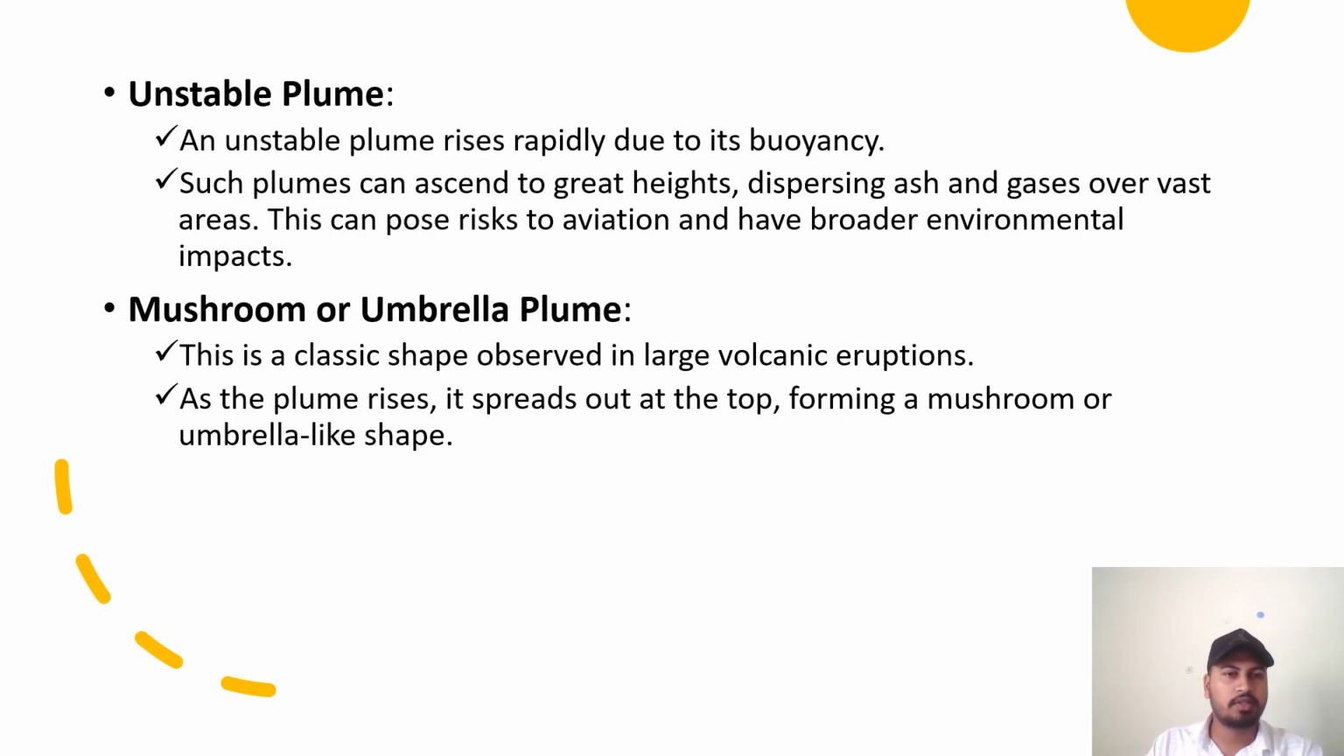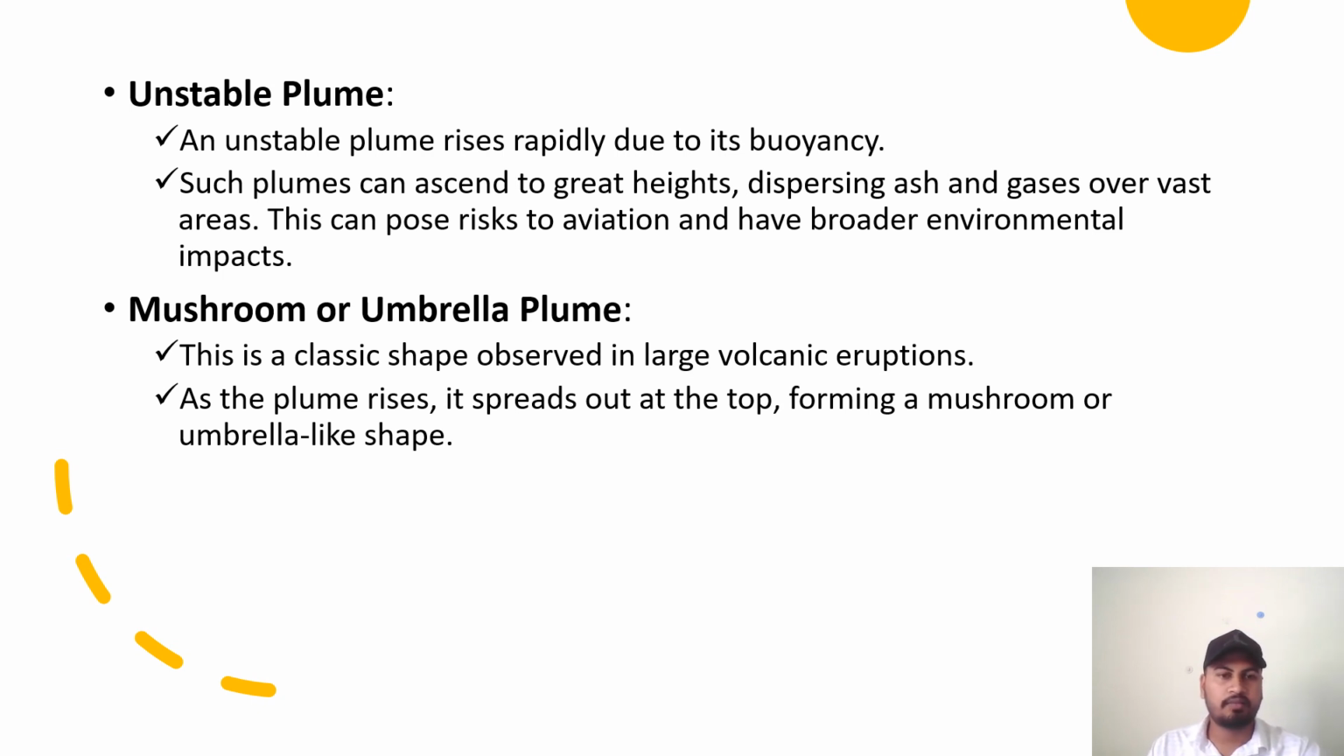So the next is the unstable plume. An unstable plume rises rapidly due to its buoyancy. Such plumes can ascend to great heights, dispersing ash and gases over vast areas. This can pose risks to aviation and have broader environmental impacts.